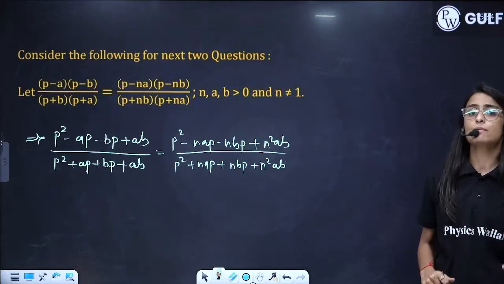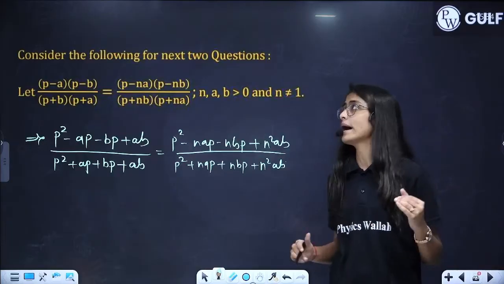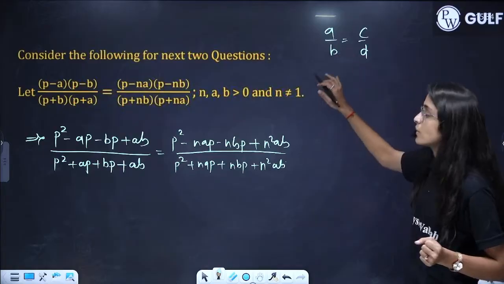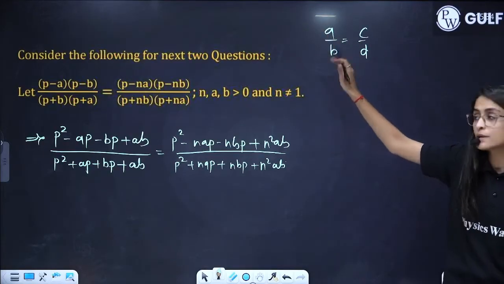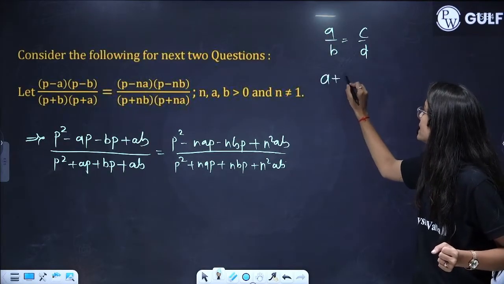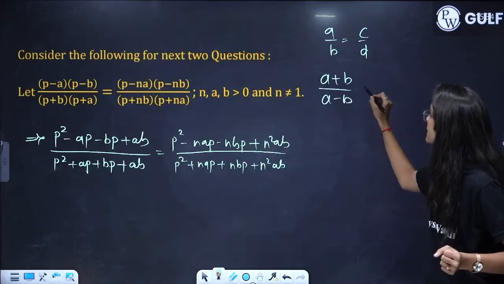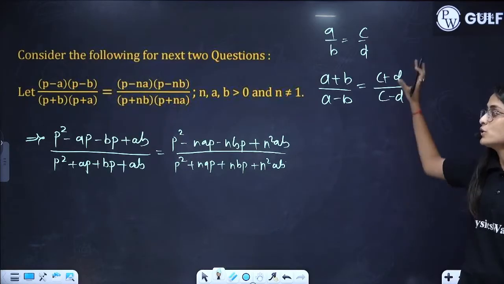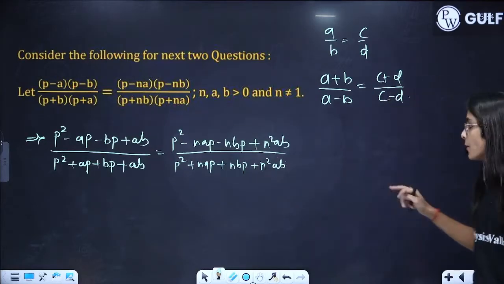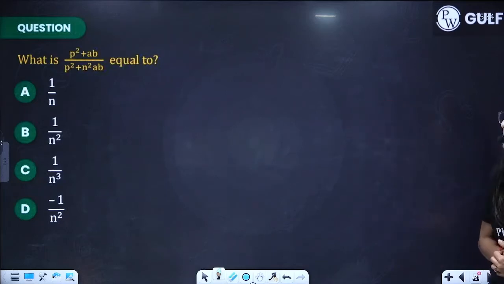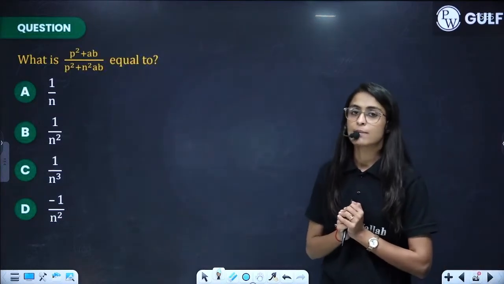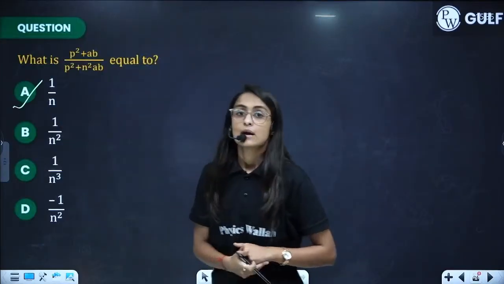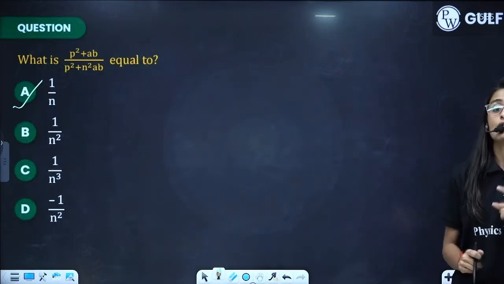But in ratio and proportion, we have learned a rule, componendo and dividendo, which says that if a by b is equal to c by d, then a plus b divided by a minus b gives you c plus d divided by c minus d. By using this rule, you will obtain the expression and the answer by solving it further. So for this expression, your answer is equal to 1 by n, which satisfies your first option.